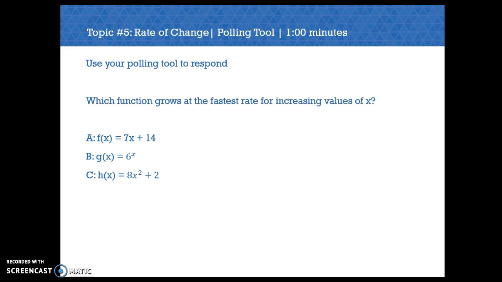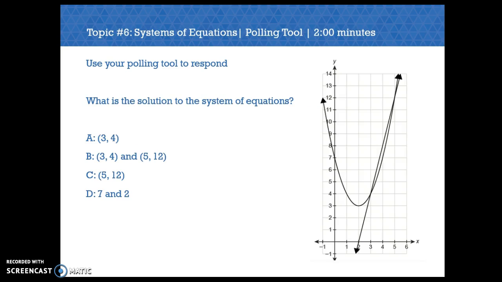The answer is B, 6 to the x grows the fastest because the exponential function always grows most quickly. Whenever you see this type of problem asking which function grows the fastest, it is the exponential function. Exponentials are where we have variables in the exponents. So make sure you have that in your notes.